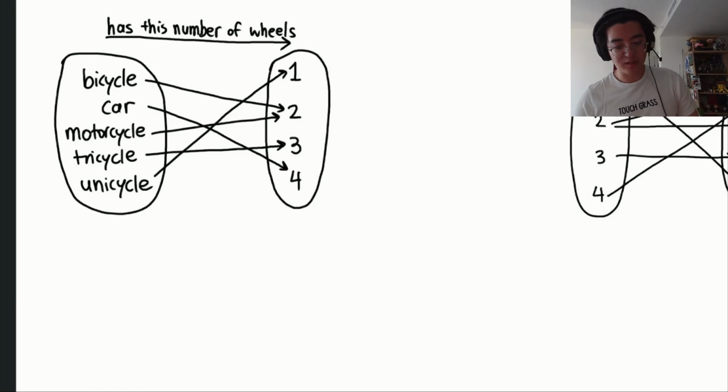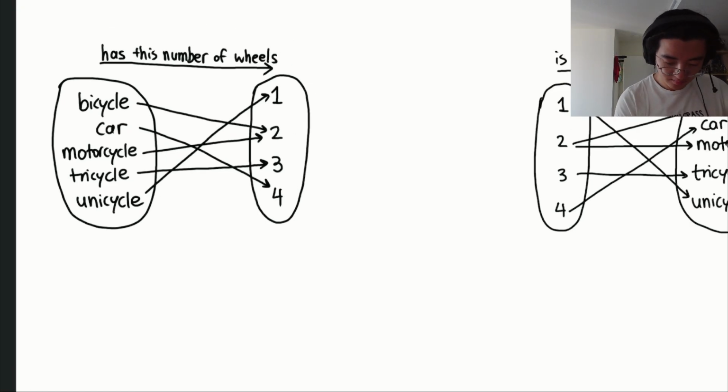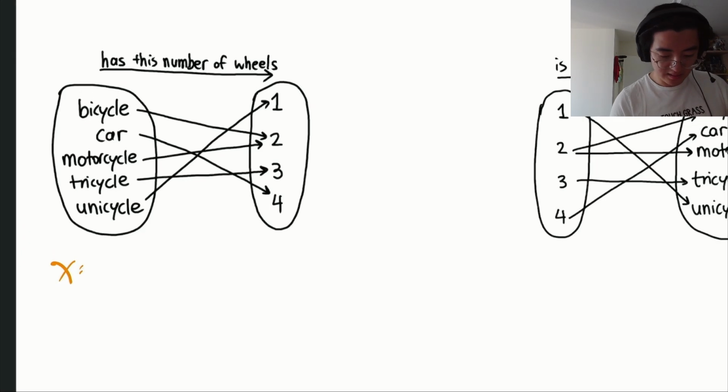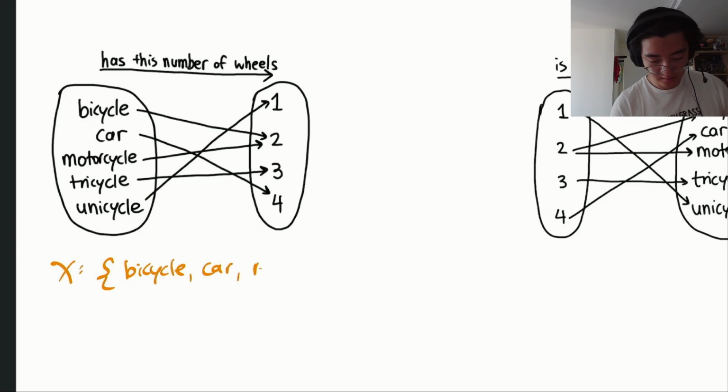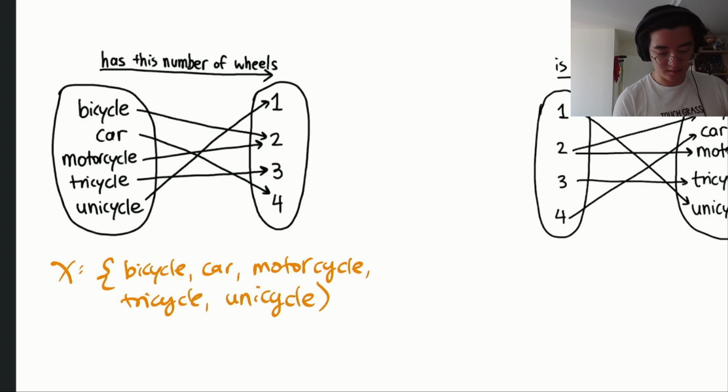Okay, how about this one here? We got number of wheels, that's mapping notation. So the x values are bicycle, car, motorcycle, tricycle, and unicycle. Okay, and the y values, just 1, 2, 3, 4.